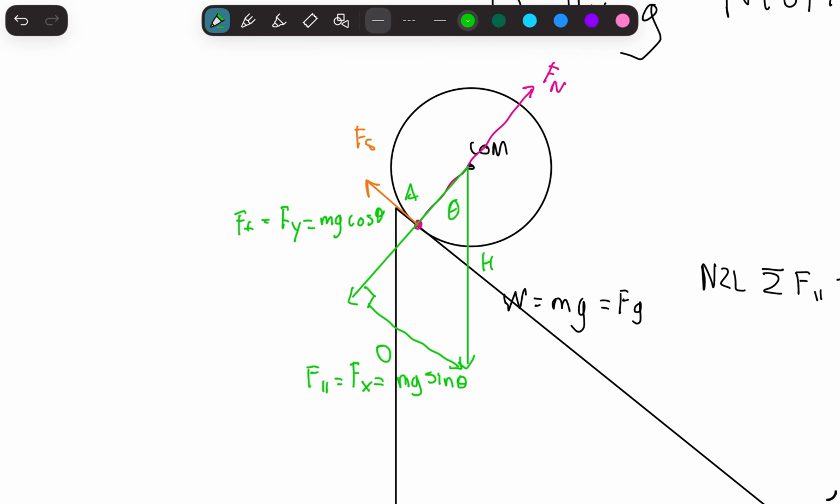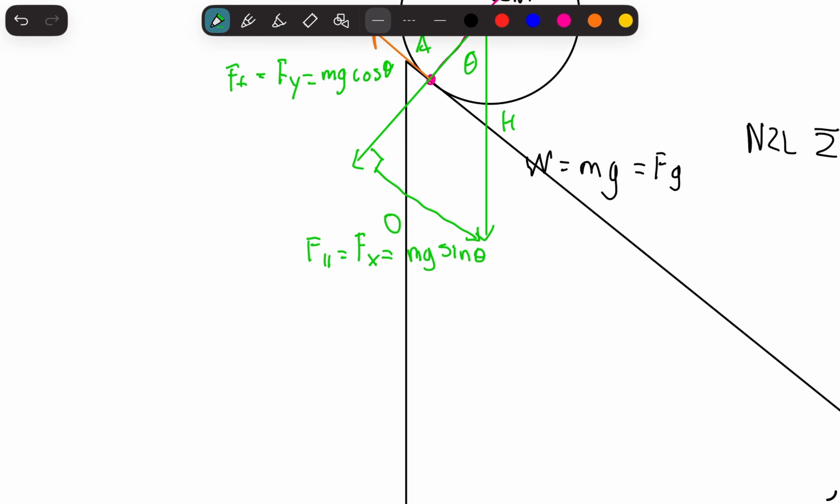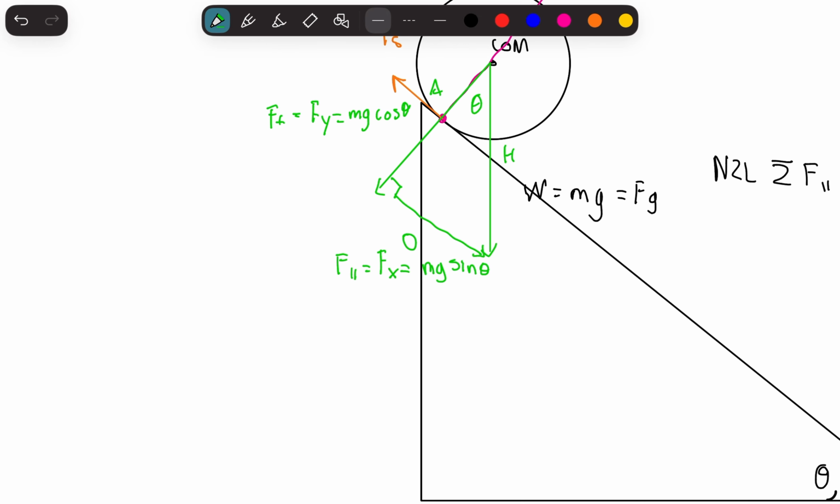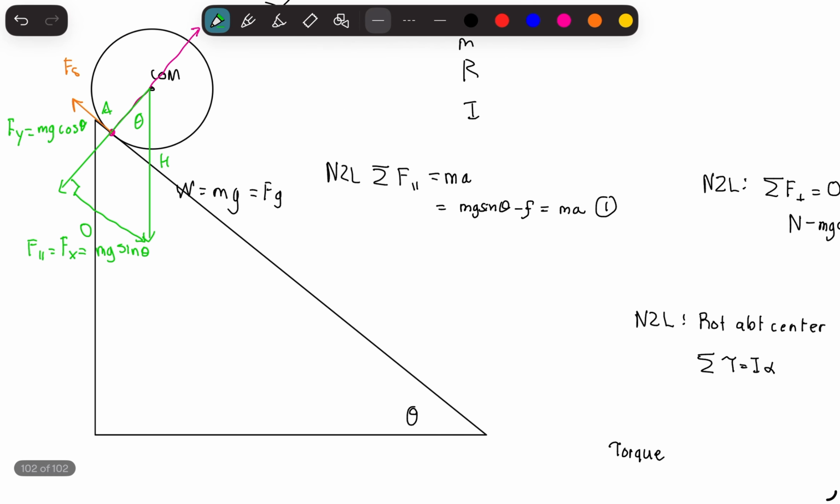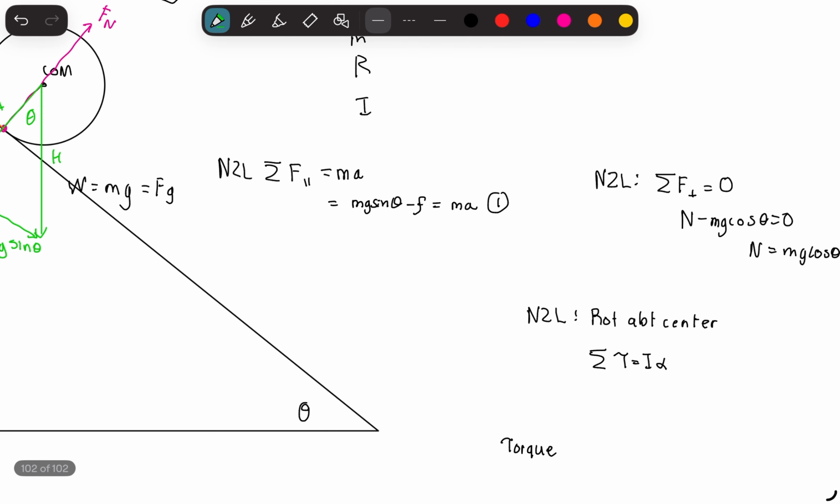Fy is equal to mg cosine of theta, because your weight vector is the hypotenuse, and this is your adjacent side that is related by the trigonometric ratio of cosine, and Fx is related by mg sine of theta. So now what we can do is look at the Newton's equations for each of these directions.